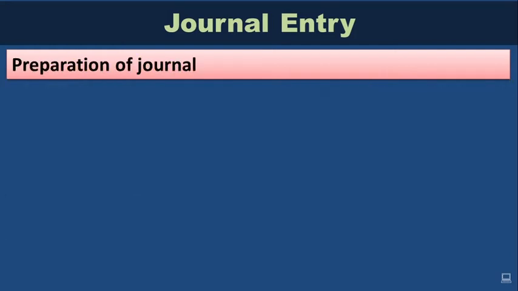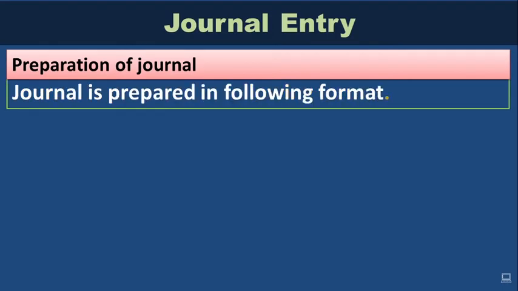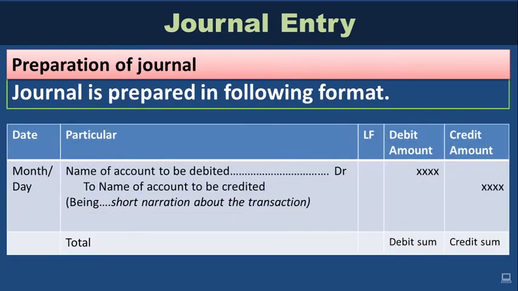Preparation of journal. The journal is prepared in the following format. The first one, the date column. The date column is meant for recording the date of the transaction on which it takes place. In this column, the date is written in chronological order.